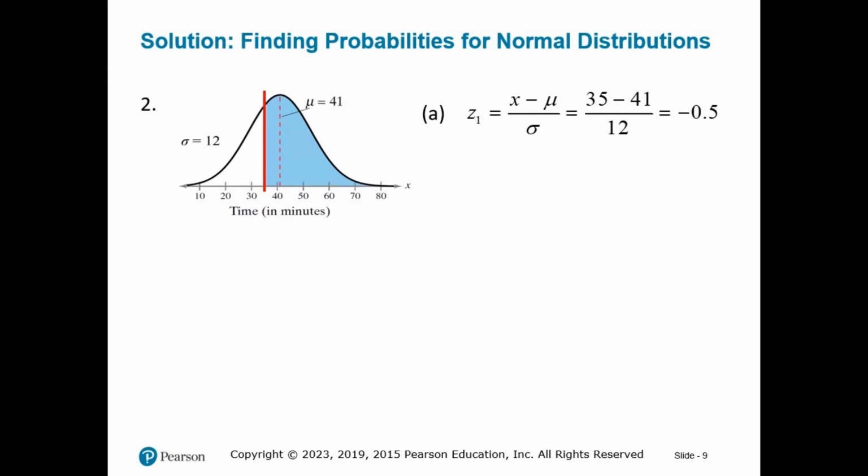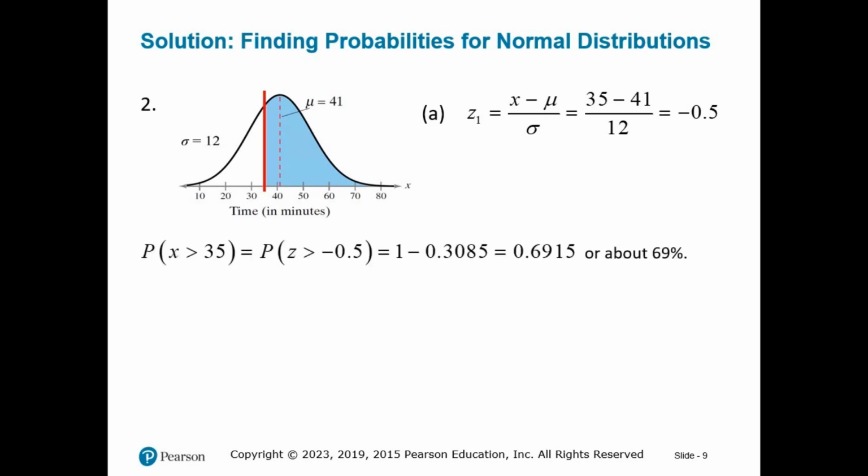Because it's a greater than z problem, we can either subtract the area we find in the standard normal table from 1, or we can use the negative 0.5 as the lower bound and a very high number as the upper bound and use the calculator to find our area. Either way, we should get about 0.6915, or about 69%. This means there is a 0.6915 probability that the shopper will be in the store for more than 35 minutes. What about the second part of the problem? When 200 shoppers enter, how many shoppers can we expect to be in the store for more than 35 minutes?